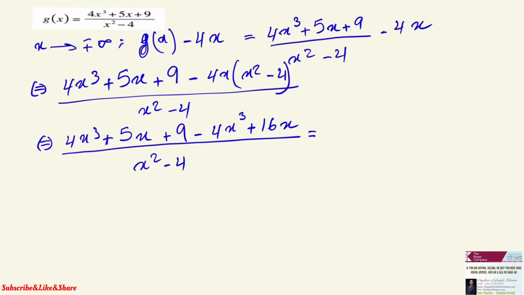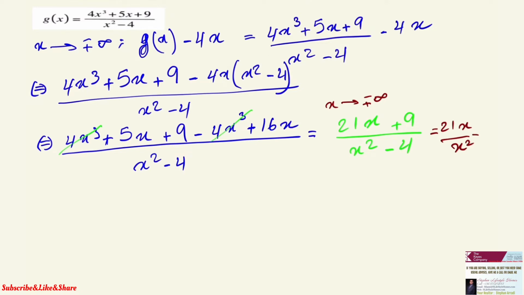Changing the color, this term cancels with this one, so it gives us 21x plus 9 over x squared minus 4. We said that x goes to plus or minus infinity, so we just choose the highest power. So this one is equal to 21x over x squared, and we can cancel x. This gives us just 0.